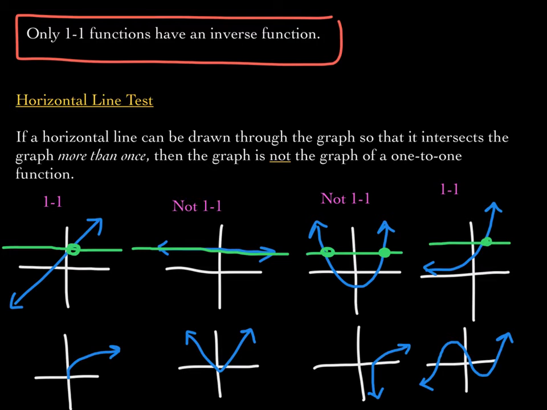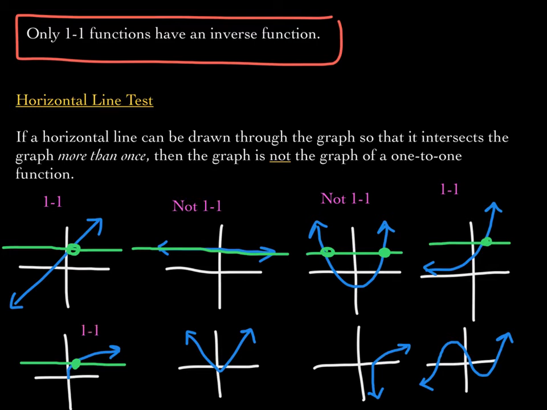This one here, I hope you identify it. This is the graph of a square root function. When I apply the horizontal line test, it only crosses my graph one time. So this one also is indeed a one-to-one function.